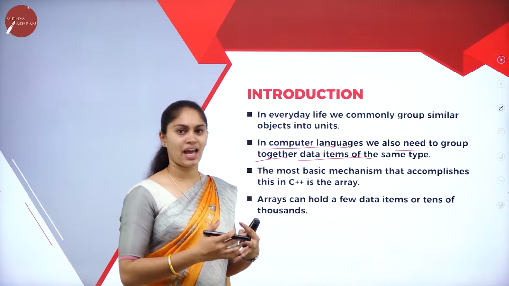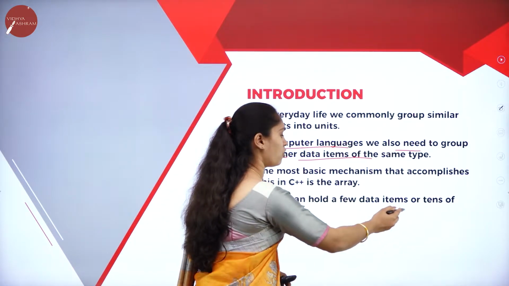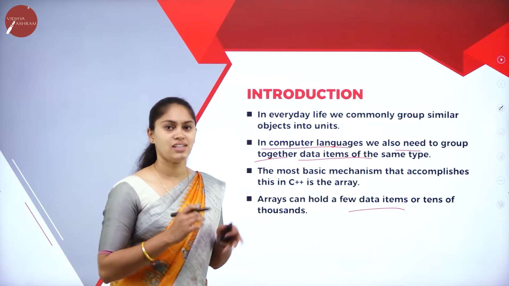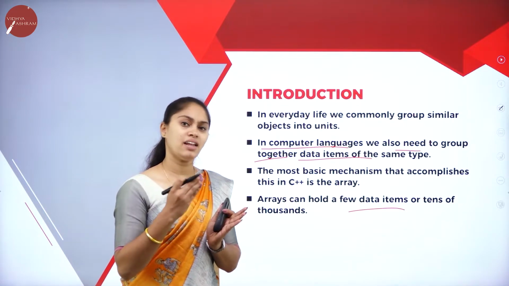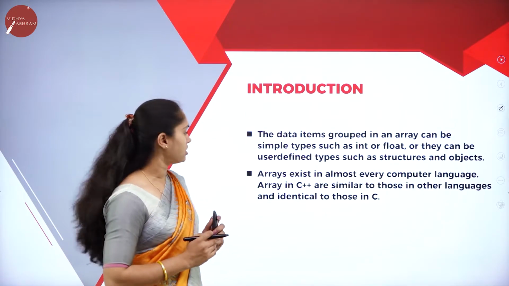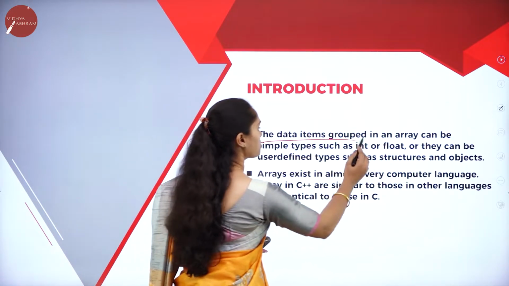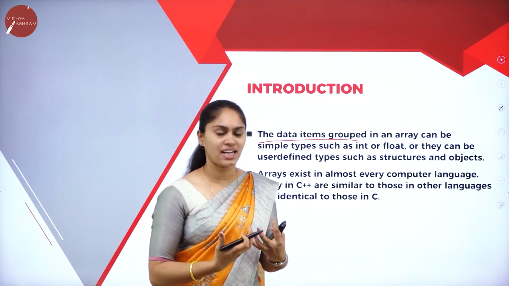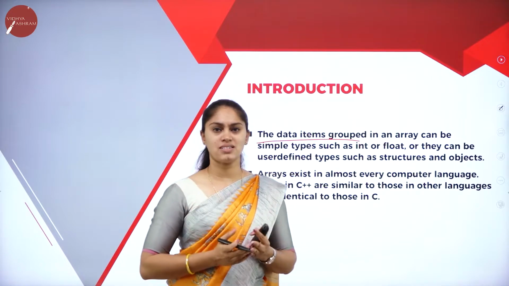That grouping may include any number of data items. It can be tens or thousands. It can be any number. An array can have n number of data elements, but they must be of the same type. And the data items grouped in an array can be of simple type. So which kind of data type are we going to use? You have to consider one thing.